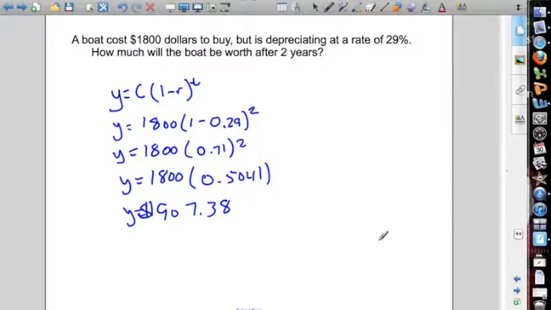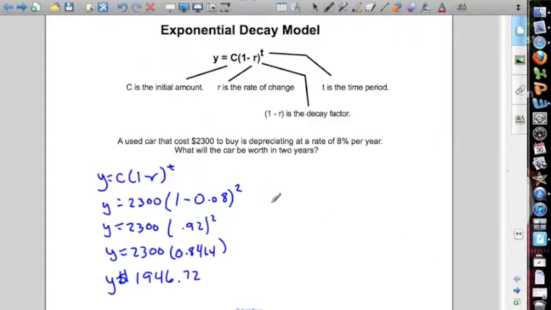And so, as you look at our exponential decay model, again, you'll notice it looks incredibly similar to what we've had before. Just remember that our R is going to be less than 1 and greater than 0. So it's going to be somewhere between 0 and 1 when you put it in decimal form.